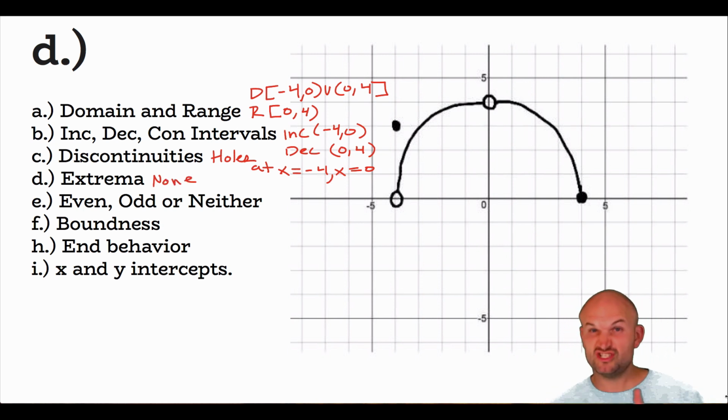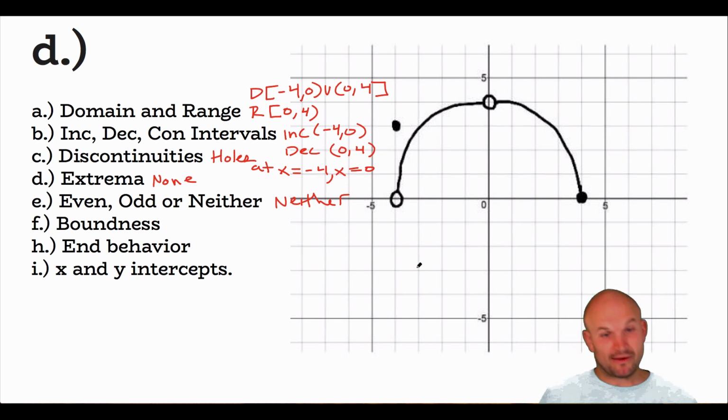As far as symmetry, it looks like it's symmetrical about the y-axis, especially if this was a dot over there, and if that was filled in, it'd be perfectly symmetrical. But it's not, unfortunately. There's no symmetry here. So we're just going to say even, odd, or neither: this is neither.